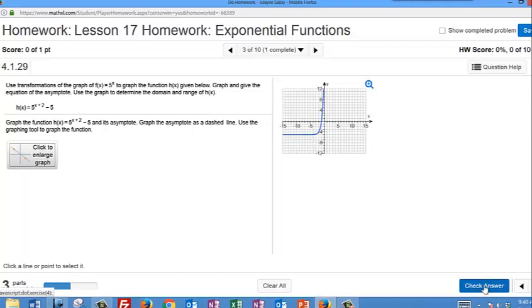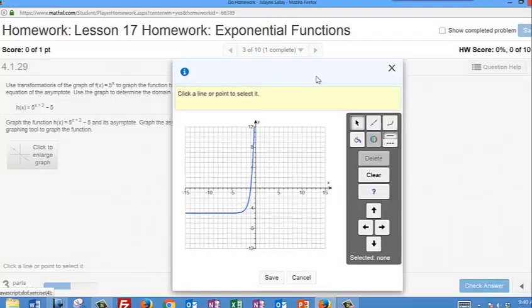If you hit check answer, it's not going to give you all your points because you didn't graph the asymptote. So we're going to go back in, we're going to click on that again and make it a little bit bigger.